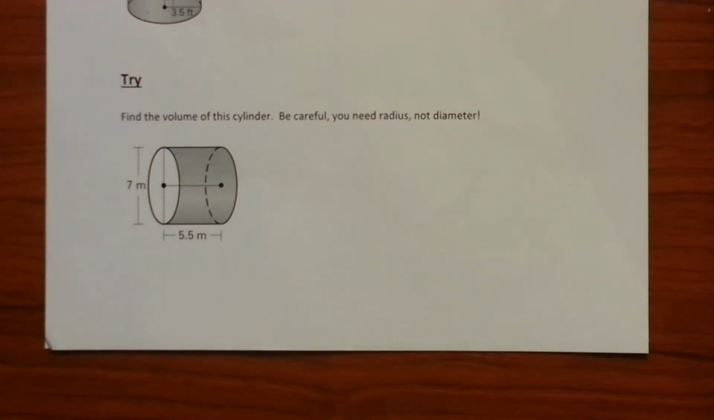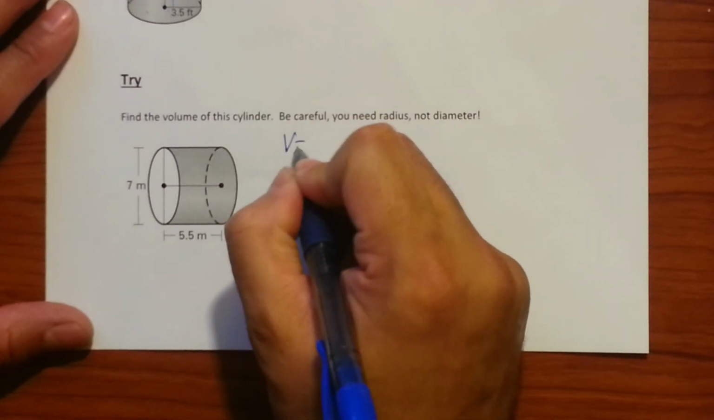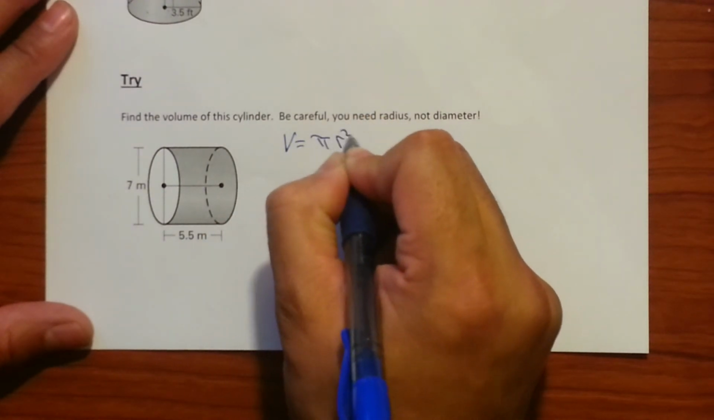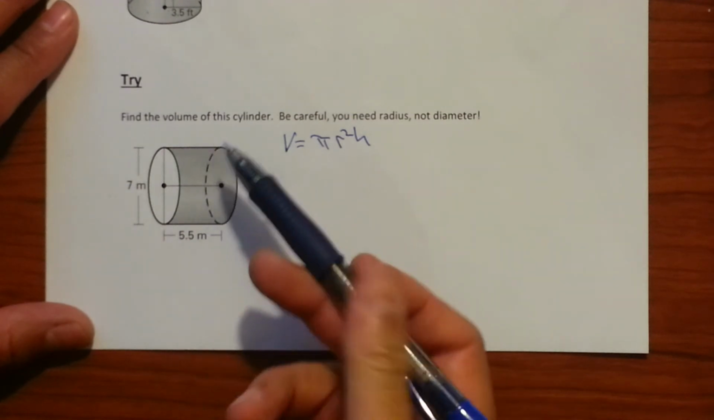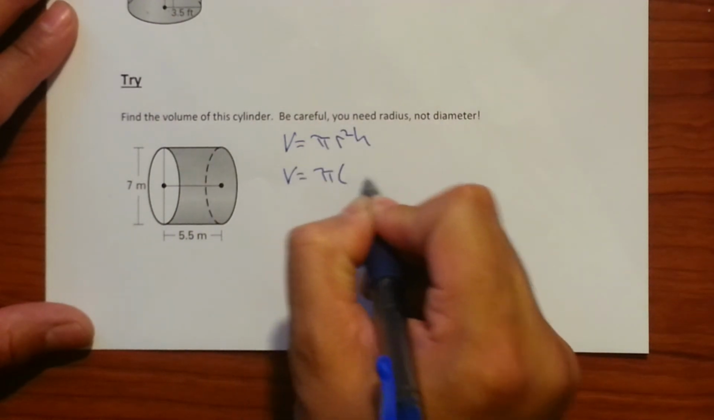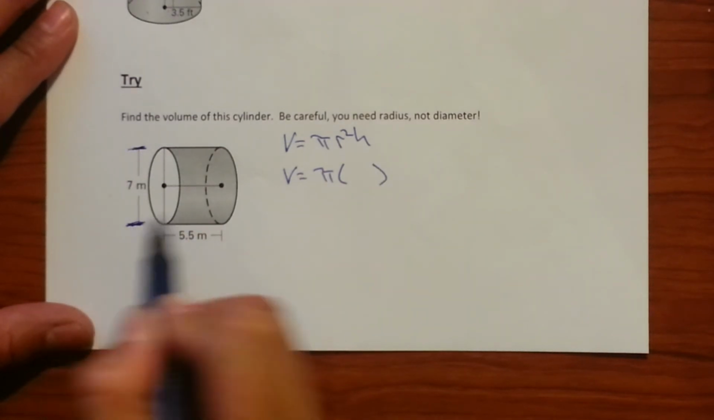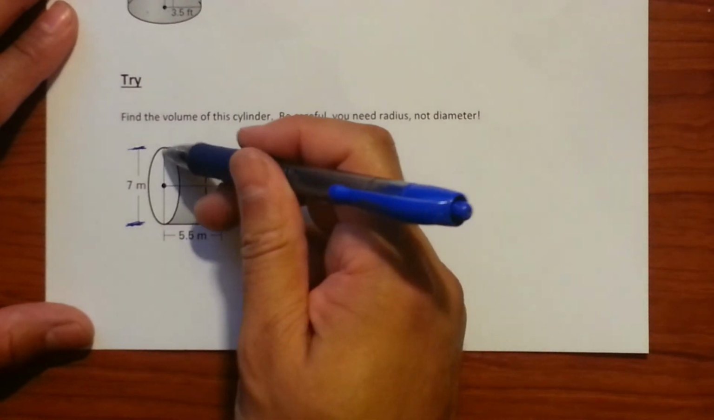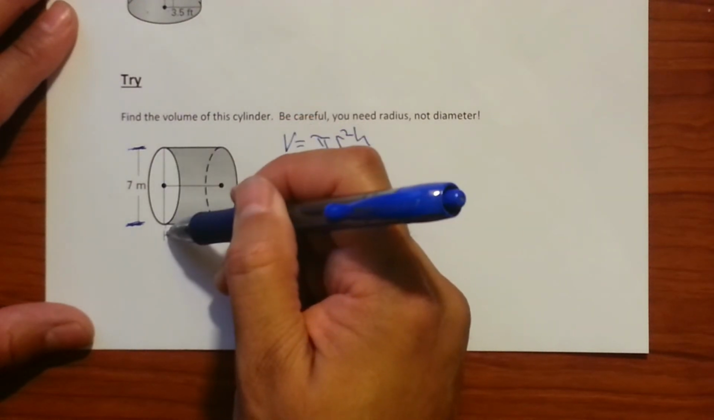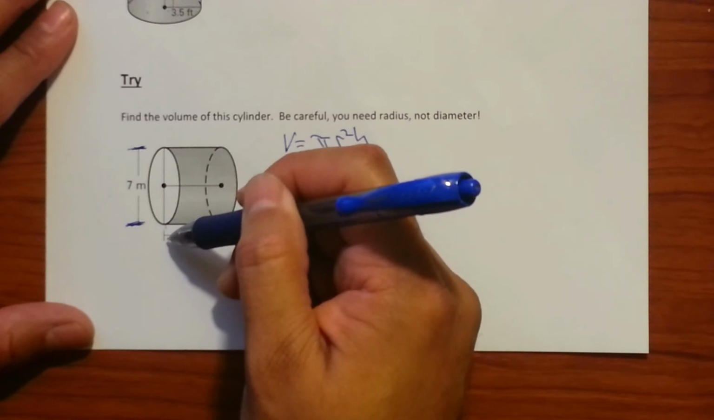Now here's another example. We need to make sure on this one we have the correct formula. So volume is equal to pi r squared h. Now let's take a look. Volume is equal to pi. Now r in this problem, it gives us the distance from here to here is 7. That's all the way across the circle, which means it's going to be the diameter.